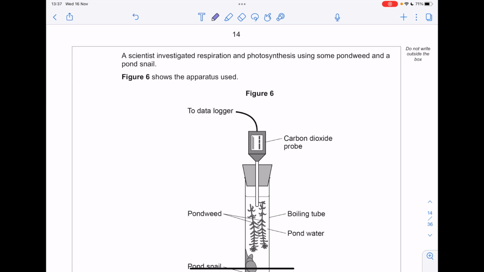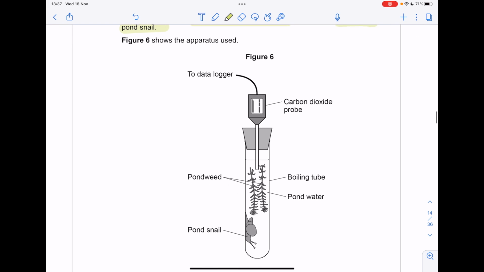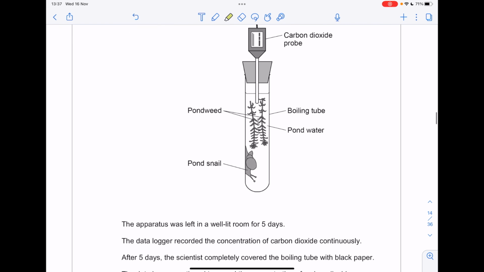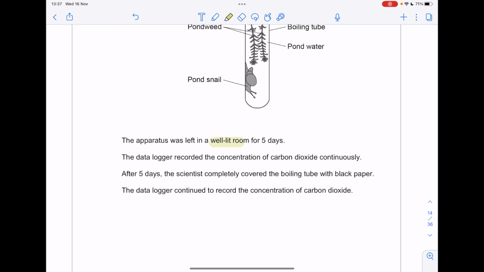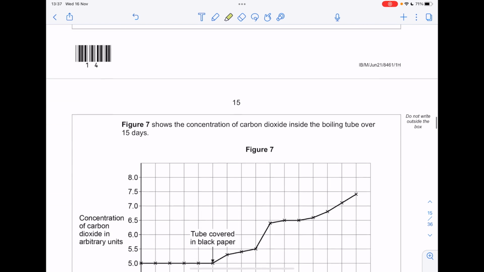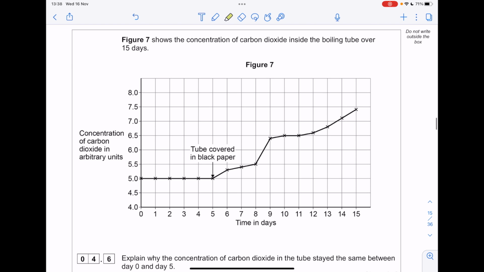A scientist investigated respiration and photosynthesis using some pondweed and a pond snail. Figure 6 shows the apparatus used. The apparatus was left in a well-lit room for 5 days. That's important because it means that the pondweed can photosynthesize. The data logger recorded the concentration of carbon dioxide continuously. After 5 days, the scientists completely covered the boiling tube with black paper. The data logger continued to record the concentration of carbon dioxide. Figure 7 shows the concentration of carbon dioxide inside the boiling tube over the 15 days.